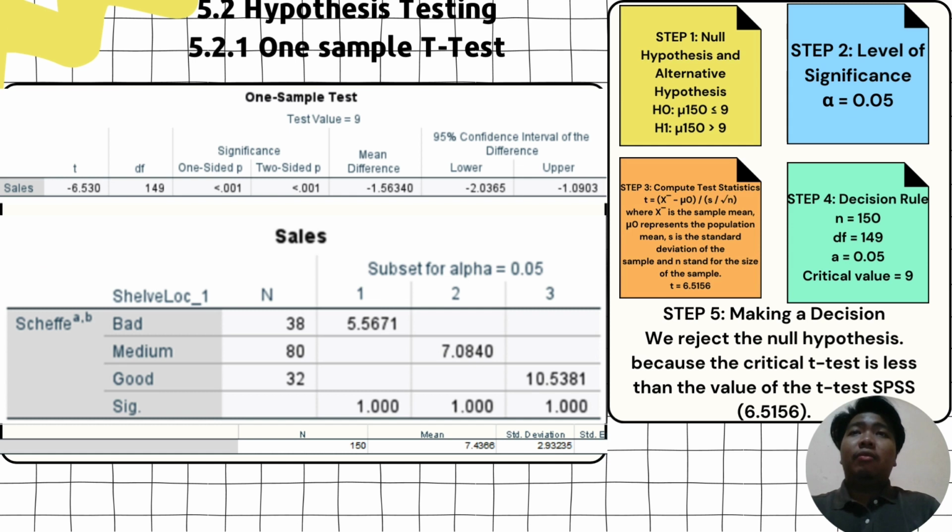So we move on to 5.2 hypothesis testing. 5.2.1 is the one sample t-test. To make this test, we followed 5 steps. Step 1 is the null hypothesis and alternative hypothesis. H0: mu equals 150, less than 9, and H1: mu 150 greater than 9. Step 2 is the level of significance, alpha equals 0.05.